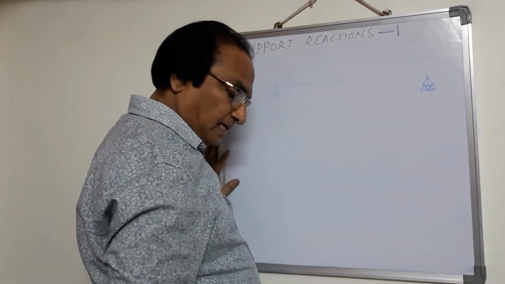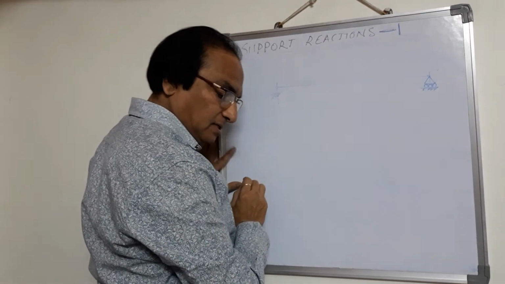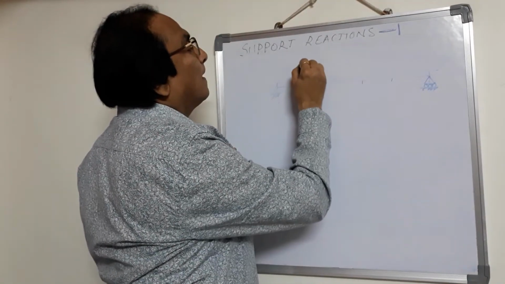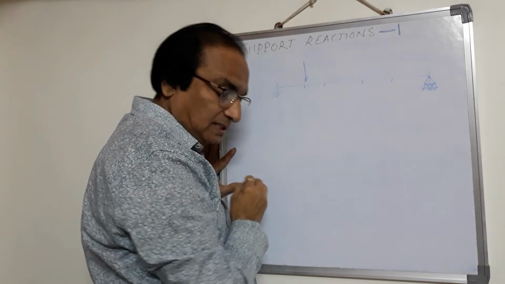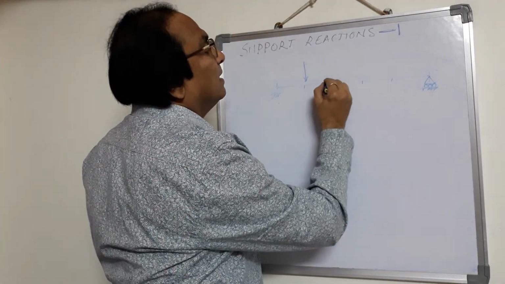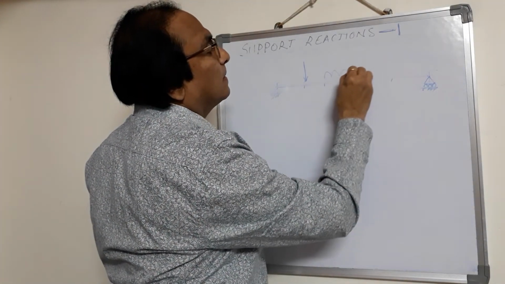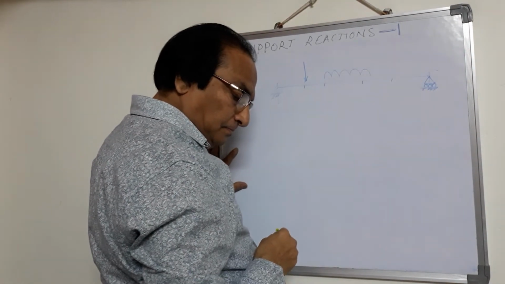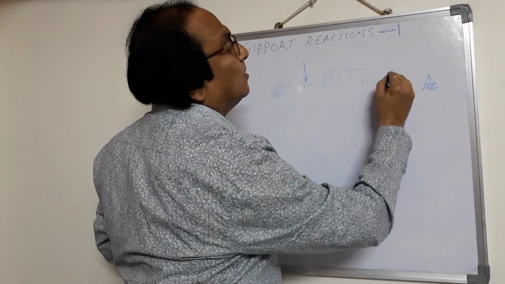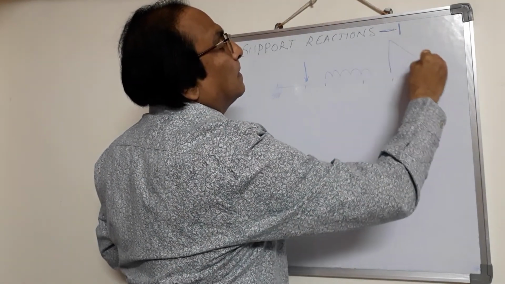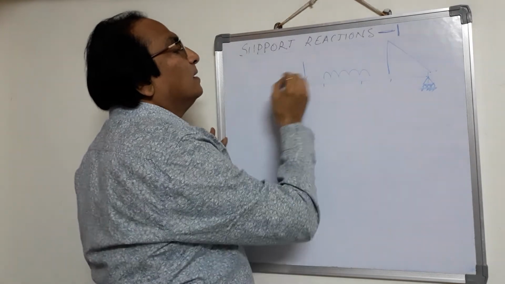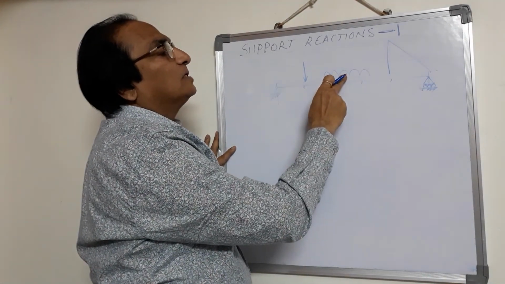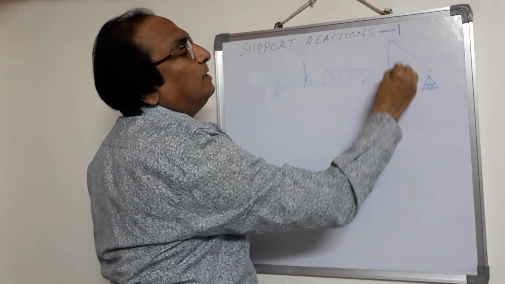Suppose the beam is carrying loads here like this. It is carrying a load here. It is carrying a load here. It is carrying a load here. So I have shown all the combinations here: concentrated load, uniformly distributed load, and uniformly varying load.